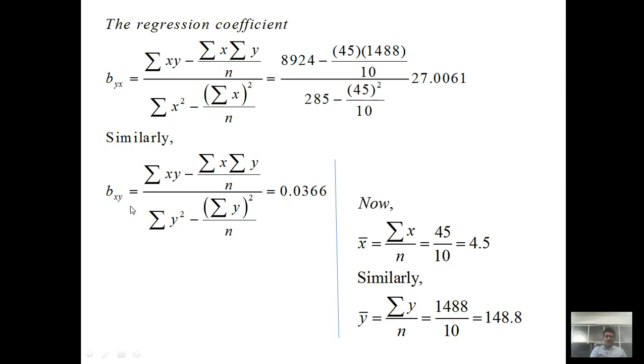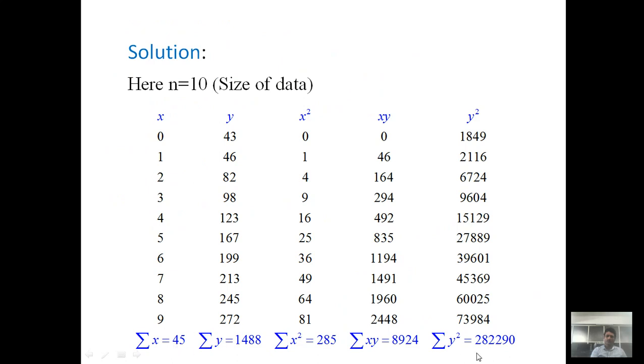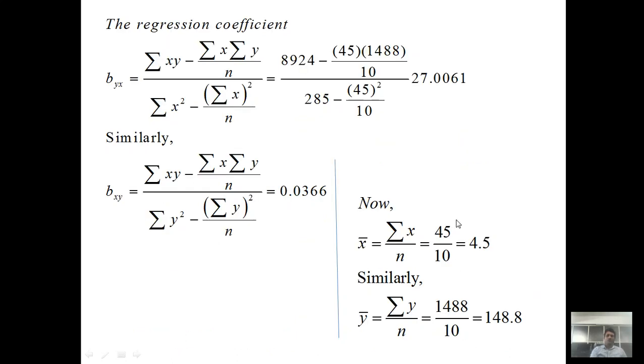Now bxy, using the same strategy, just interchange x and y. But when we interchange, sum of xy and sum of yx are the same, so it doesn't affect. Here both terms are present, and multiplication is commutative, so it doesn't affect. But the denominator changes: sum of x square is replaced by sum of y square, and this term is sum of y whole square divided by n. By plugging in each and every value from the given table and solving, we get the regression coefficient bxy is approximately 0.03.